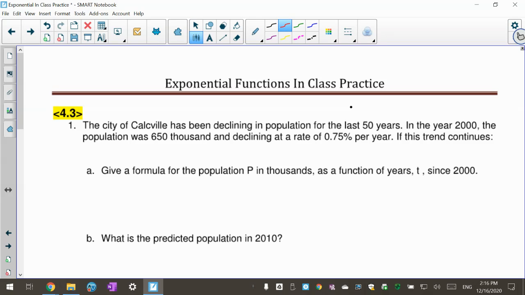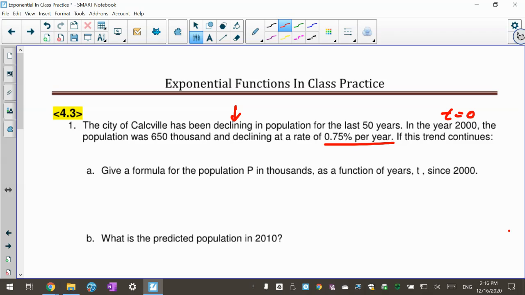It says the city of Calcville has been declining. So I know it's been going down in population for the last 50 years. Then it says in the year 2000, the population was 650,000 and declining at a rate of 0.75% per year. Now, there's a reason why I did this. I've got time is 0 for the year 2000. And it says percent per year, so I know it's exponential. Okay, they want us to give a formula.